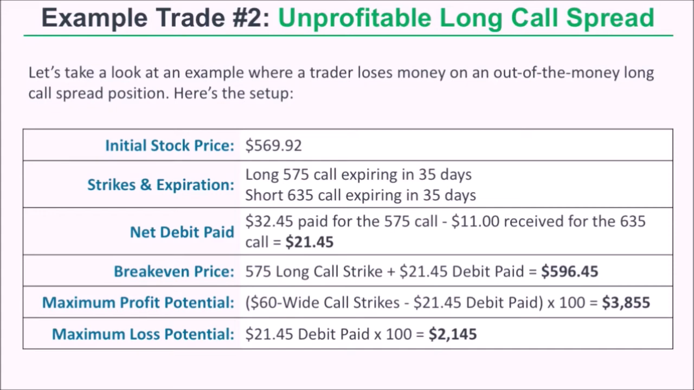Now another way to learn that the call spread has a low probability of profit is to look at the max profit relative to the max loss. So in this case, the max profit potential is significantly higher than the maximum loss potential, which makes this a lower probability trade. So let's go ahead and take a look at how this trade performs through time.